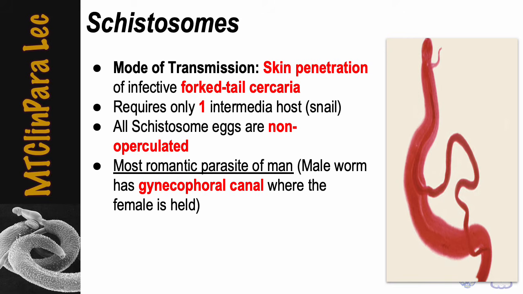For the adults, these are dioecious, which means there is a male and female adult worm. So these are considered the most romantic parasite of man because the male worm has a gynecophoral canal where the female is held, just like here in this picture. So the bigger one is the male adult worm, while the slender one is the female adult worm. As you can see, the canal where the female is held is evident in this particular picture.